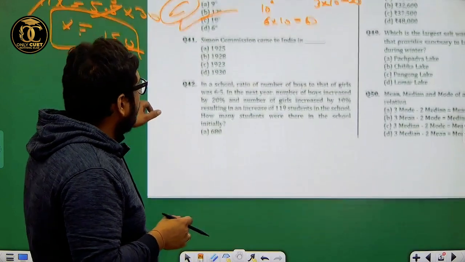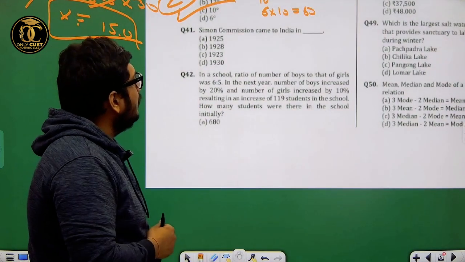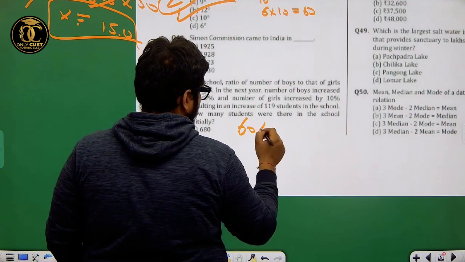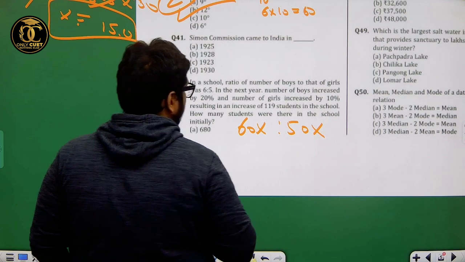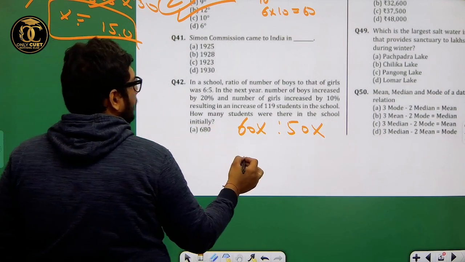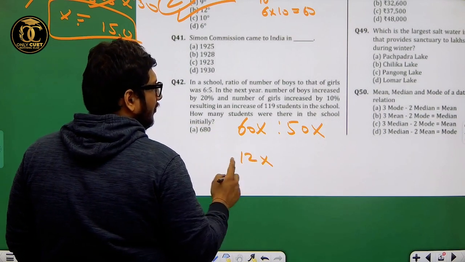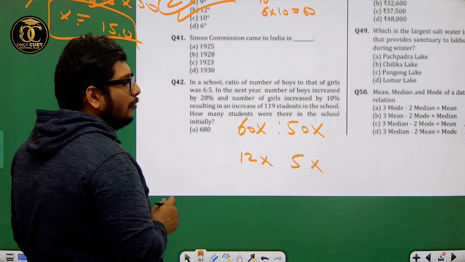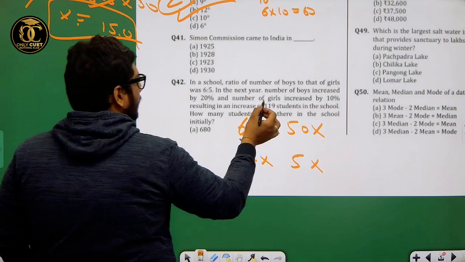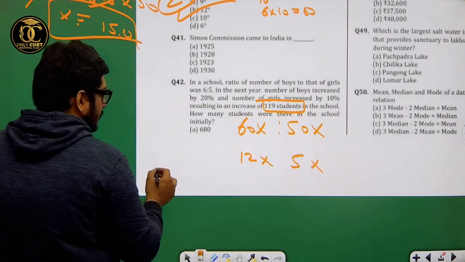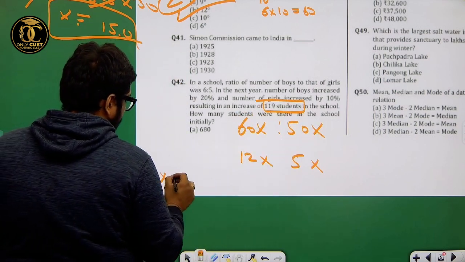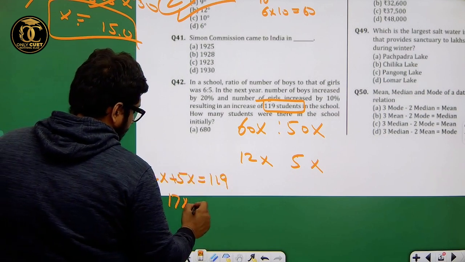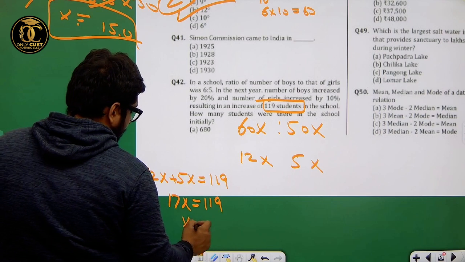Question number 42. In a school, the ratio of the number of boys to that of girls was 6:5. Let the number of boys be 60x and the number of girls 50x. Boys increased by 20%, that is 12x increased, and girls increased by 10%, that is 5x increased. And the total number of students increased by 119. Correct, that is 12x plus 5x is equal to 119. 17x is equal to 119. X is equal to 7.